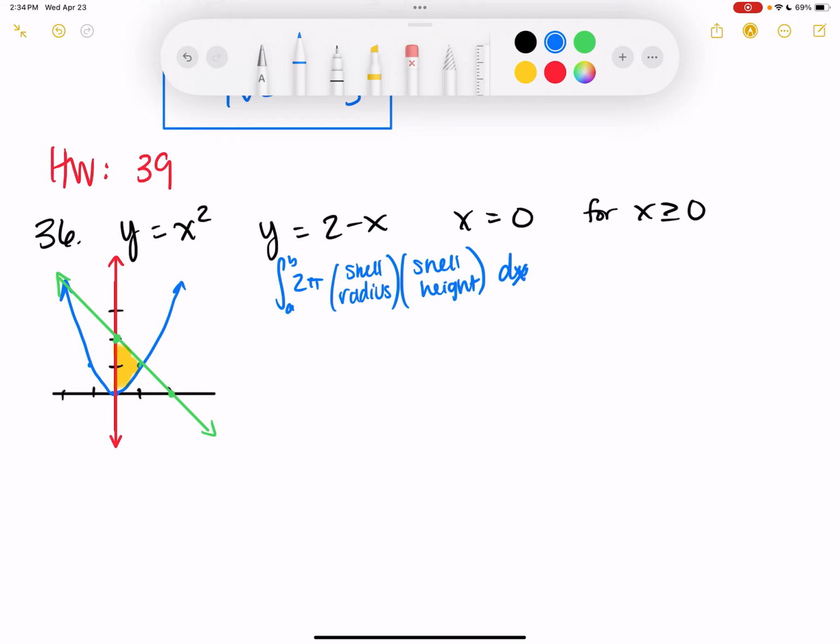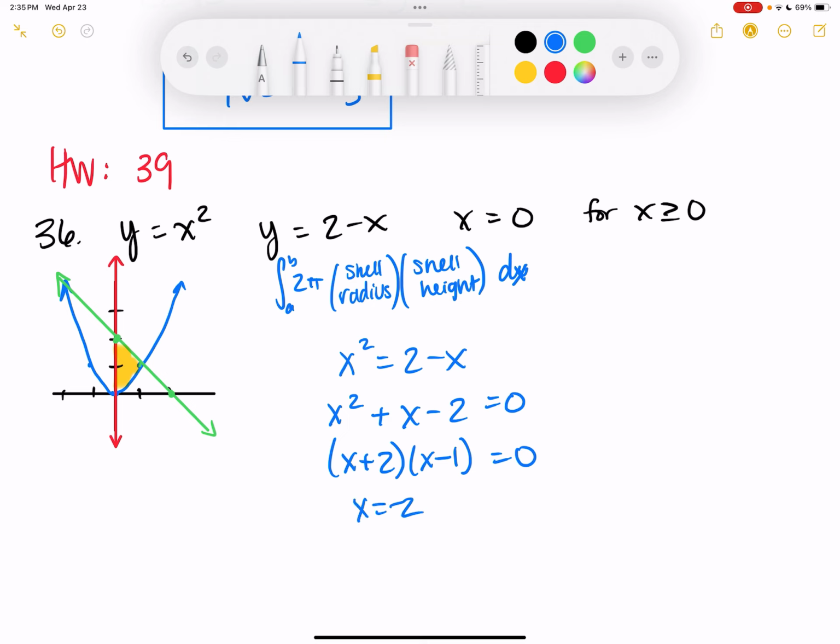So in order to figure out what my parameters are, I need to set the two equations that are y equals something equal to each other and solve. So I'll have x squared equals 2 minus x. Now in order to keep x squared positive, because that makes it easier for factoring, I'm going to move everything to the left. So x squared plus x minus 2 factors into x plus 2, x minus 1. So I get x equals negative 2 and x equals 1.